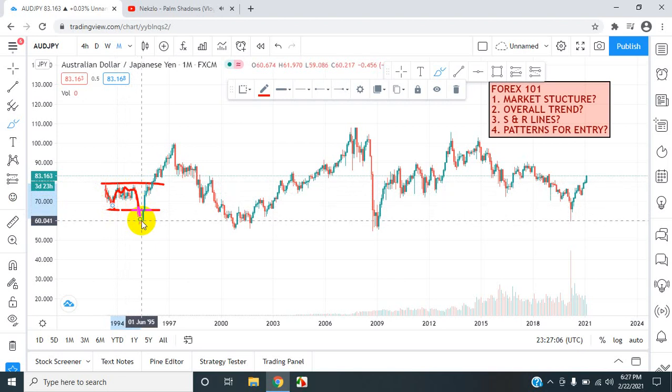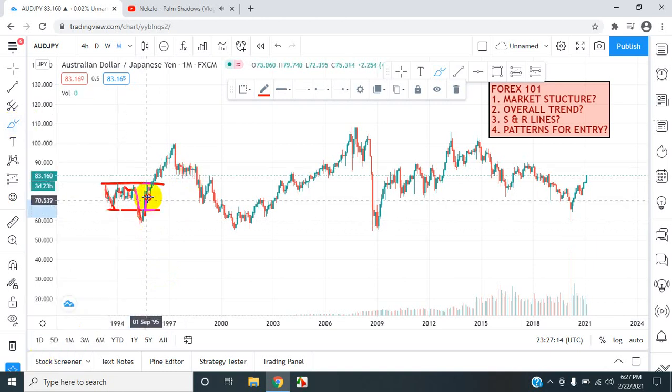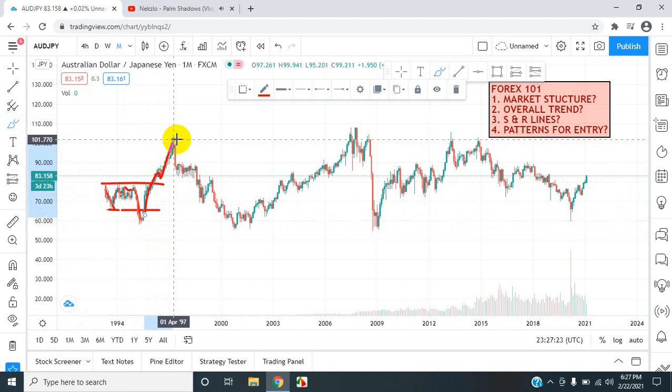So what the market did was come right back up. It broke through our previous areas of resistance, came back to retest the previous areas of resistance to push up further. So the market made a new area of higher highs.